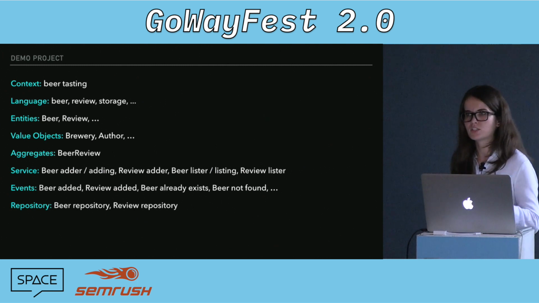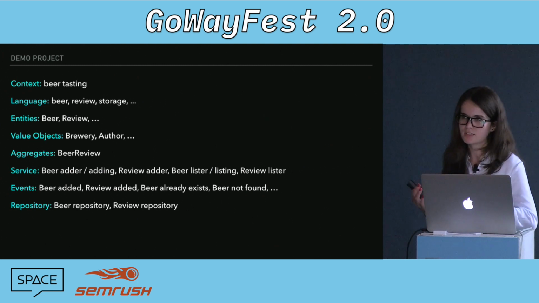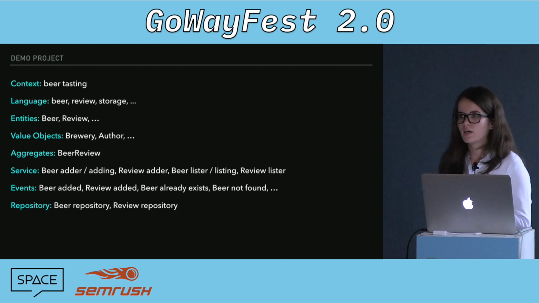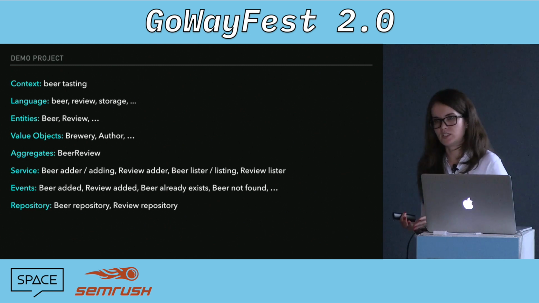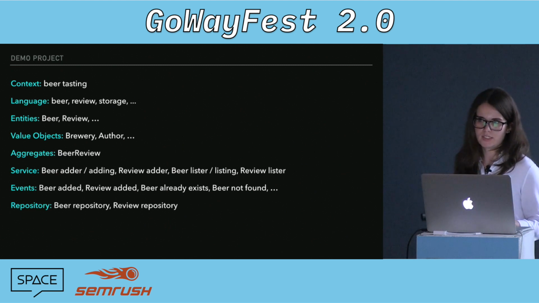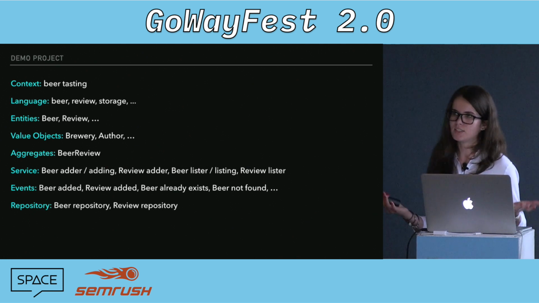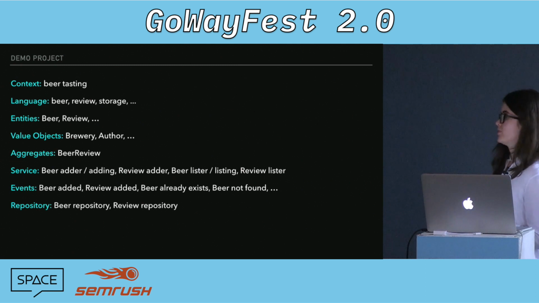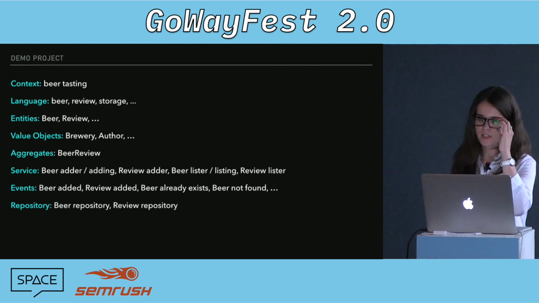Value objects are just a slightly smaller concept. It's similar to entities, but value objects are not really entities on their own. They can be a part of an entity though. So they're a bit more like properties of entities. So for example, a barcode value object is not really an entity on its own, but it's part of the beer entity.